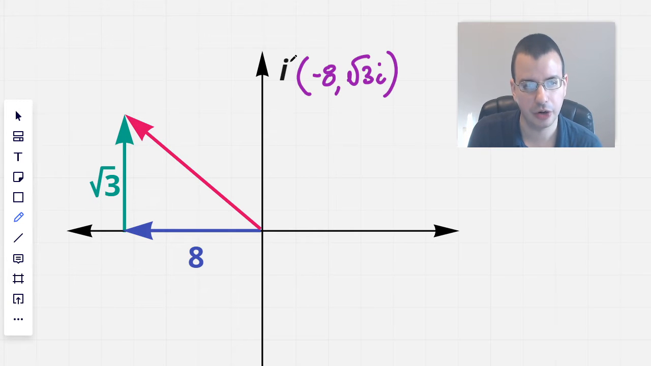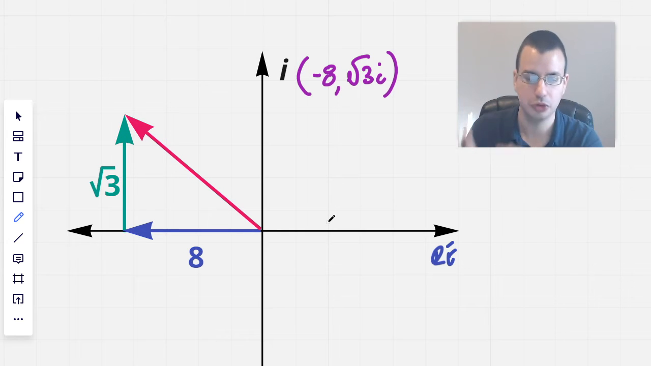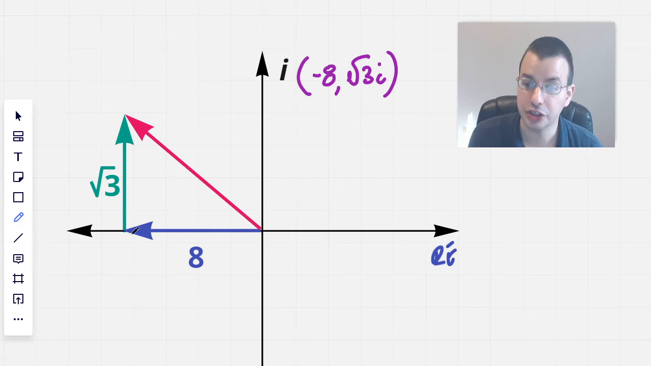So here we're going to have, this will be the complex axis, this will be the real axis, and on the real axis we have -8. So I think of that as -8 just real units. So vector just like that. Then we have √3 imaginary i, just like this.